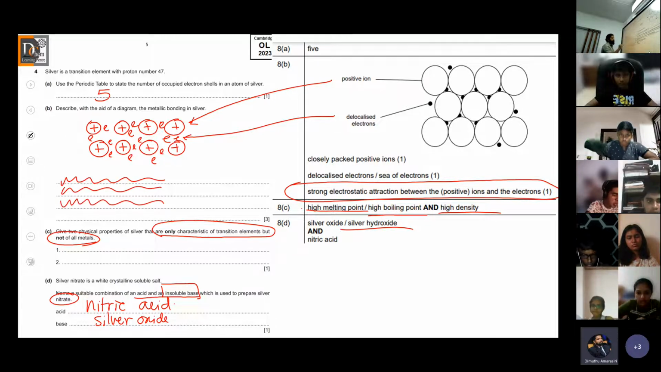I said don't write like this. Write only up to the point. Give enough number of points, that's enough. You get the full marks.